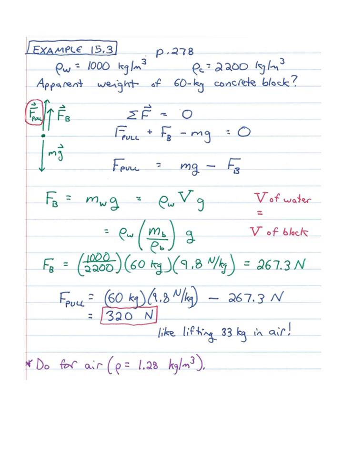Let's look at an example in the book, see how we can apply this. Example 15.3 says, you're setting up a raft in a swimming area, and you need to move a 60-kilogram concrete block on the lake bottom. What's the apparent weight of the block as you lift it underwater? The density of concrete is 2,200 kilograms per meter cubed.